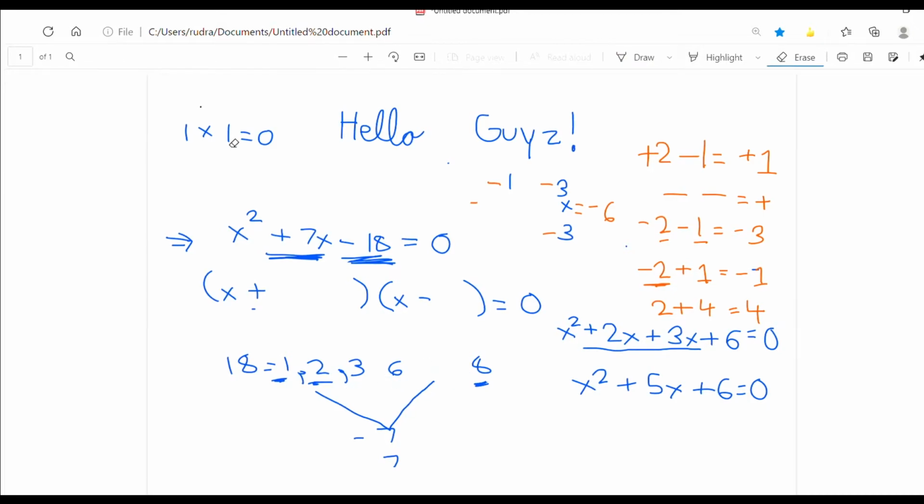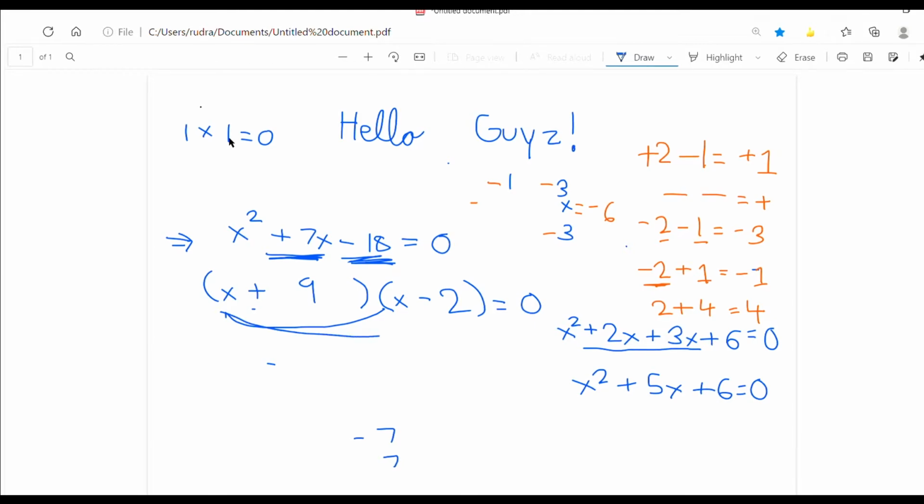Now when we do that, we're basically going to get x plus 9, x minus 2. Now that, when multiplied together, is going to be x squared minus 2x plus 9x minus 18. So let's write that down. x squared minus 2x plus 9x minus 18. That's going to be x squared plus 7x minus 18. Voila, there you go. But no, that's not it.